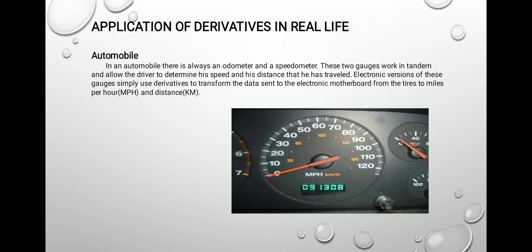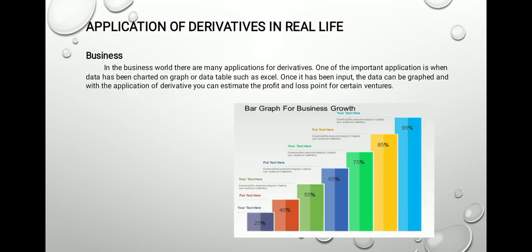I have here the application of derivatives in real life situations. We have here the automobile. In an automobile, there is always an odometer and a speedometer. These two gauges work in tandem and allow the driver to determine his speed and the distance he has traveled. Electronic versions of these gauges simply use derivatives to transform the data sent to the electronic motherboard from the tires to miles per hour, or mph, and distance, or kilometers.